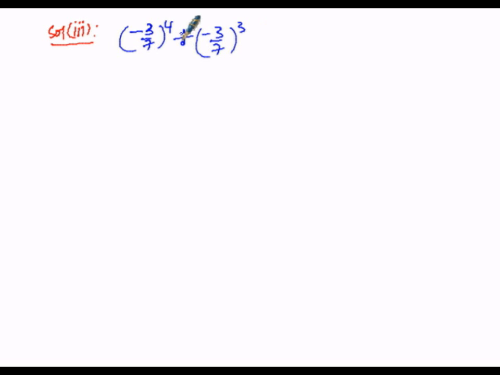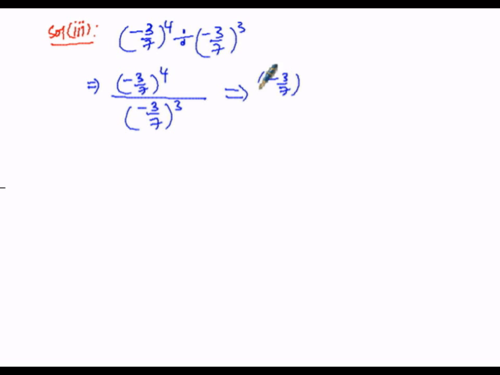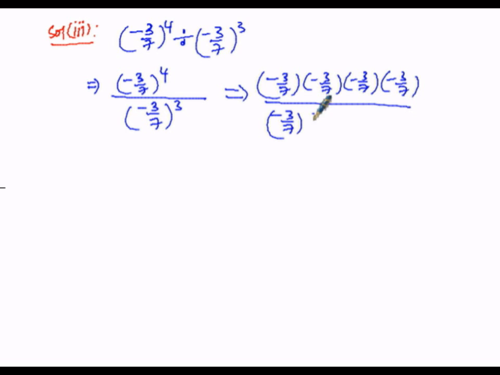So now that implies minus 3 by 7 whole power 4 overall divided by minus 3 by 7 whole to the power of 3. Then minus 3 by 7 must be multiplied 4 number of times: minus 3 by 7 into minus 3 by 7 into minus 3 by 7 and into minus 3 by 7. It is multiplied 4 number of times in the numerator. Similarly, we have to multiply minus 3 by 7 thrice, so minus 3 by 7 into minus 3 by 7.